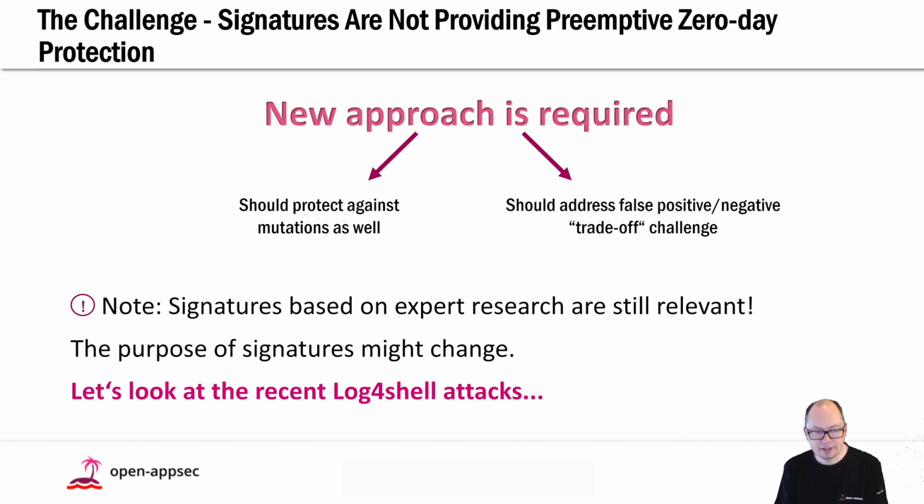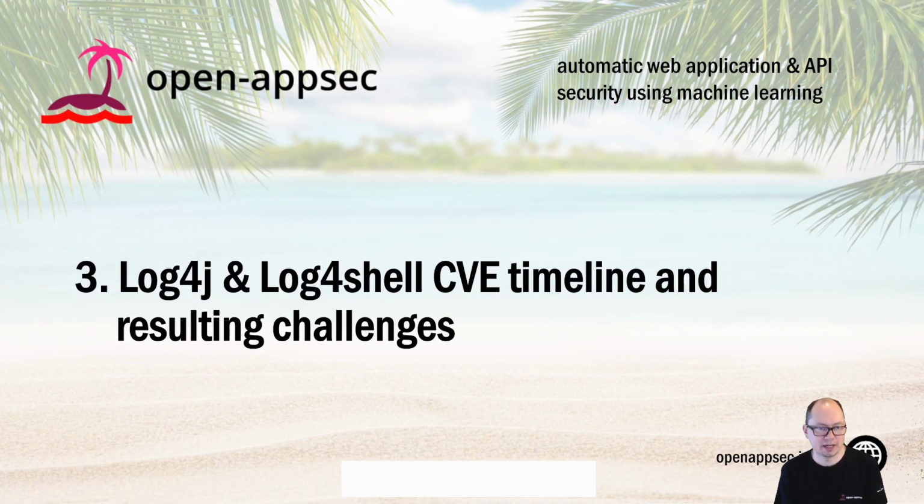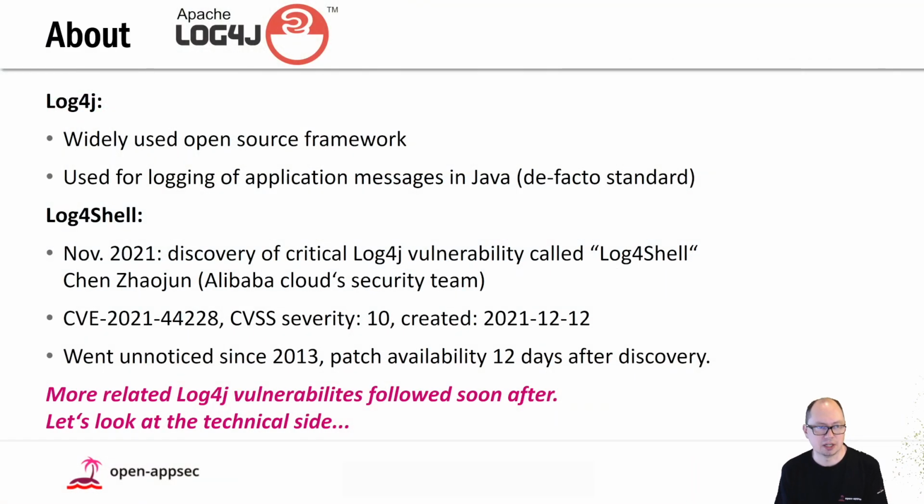And while saying this, let me also already state that, of course, signatures by themselves are not bad or harmful. They are still useful. So doing signatures and putting expert research effort into looking for signatures and so on is still relevant, of course. But the purpose of signatures, where they are actually used, that is what might change in the future. So let's now have a look at the recent Log4Shell and Log4j attack series, and check the timeline and the different CVEs and the resulting challenges.